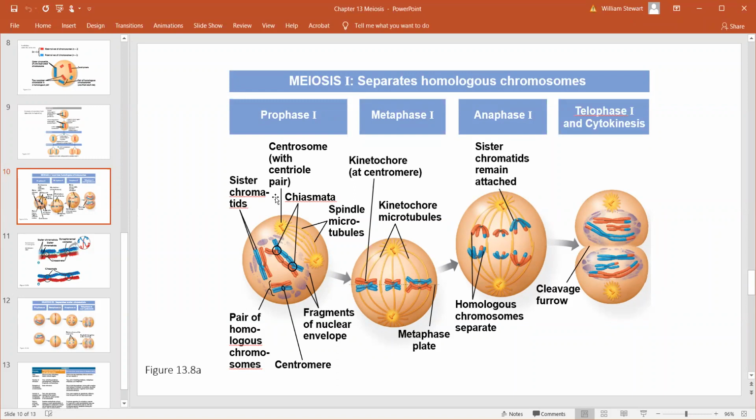Holding this pair together. In these cells that they're showing in your book, N equals 3. So there's going to be 3 sets of tetrads, right? If we look back at the PowerPoint here, see how there's one set of tetrad here, one here. This would be chromosome 1 because it's the largest, chromosome 2 because it's the second largest, and chromosome 3 because it's the smallest.